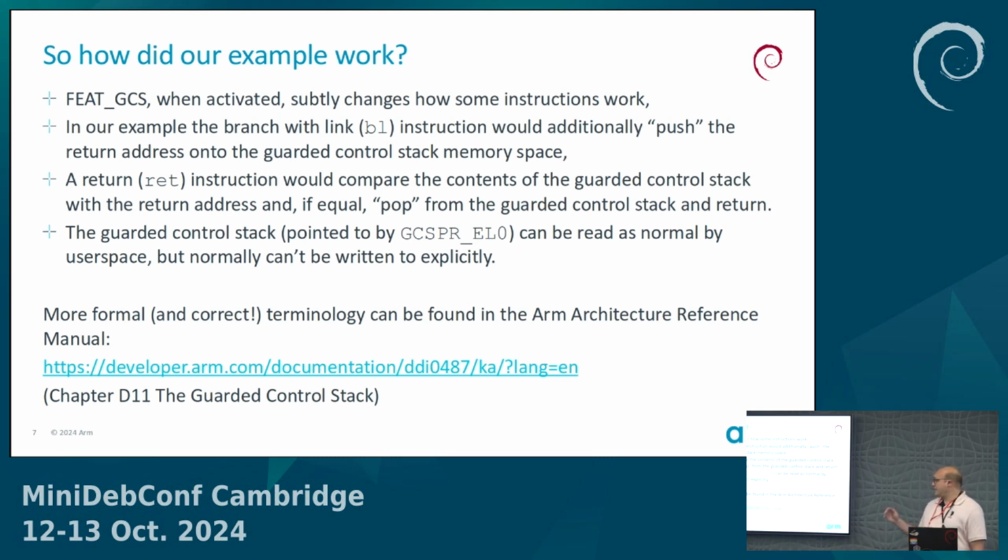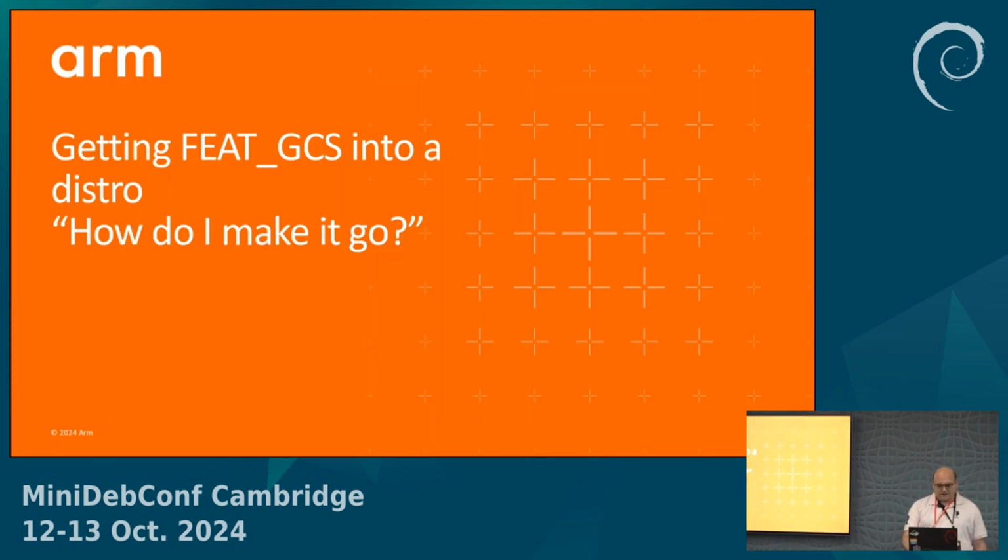I've gone over that very vaguely. There is the ARM architecture reference manual, which goes through it correctly and formally, but this is the gist of what we're trying to do, and this is why we're interested in the architectural feature. So how do I make it go?